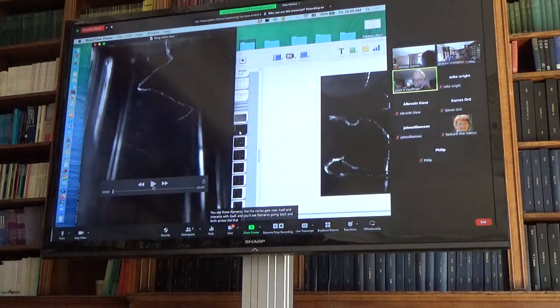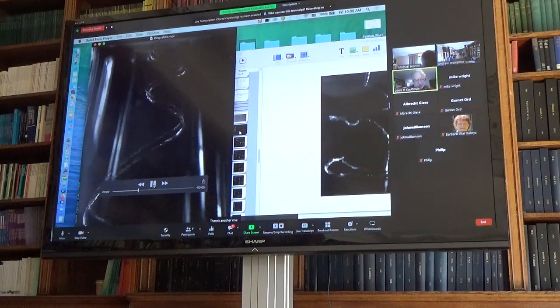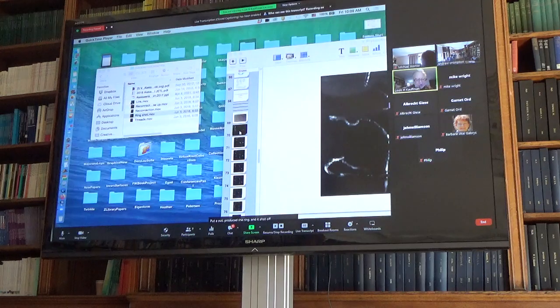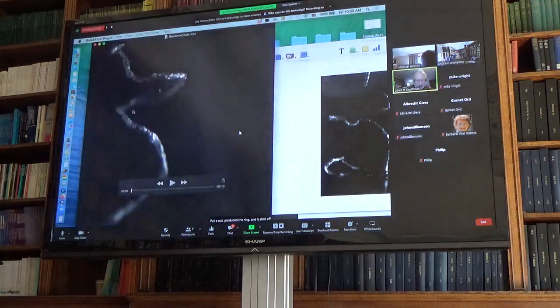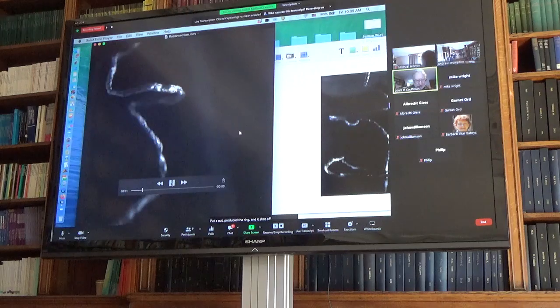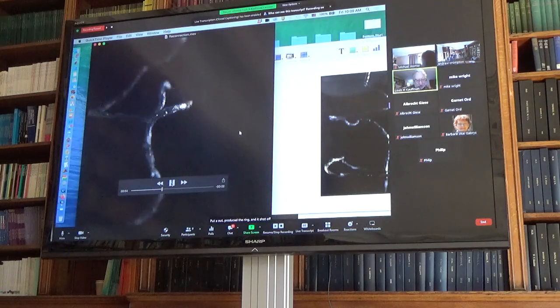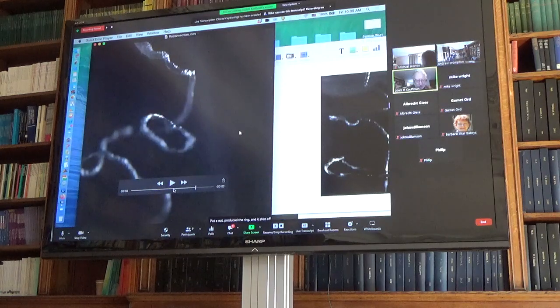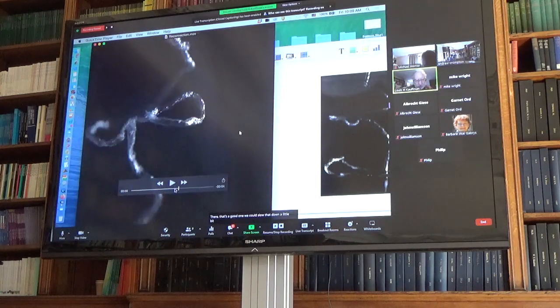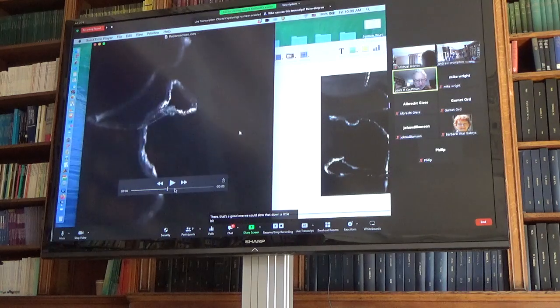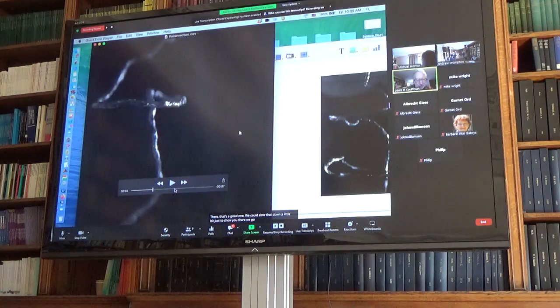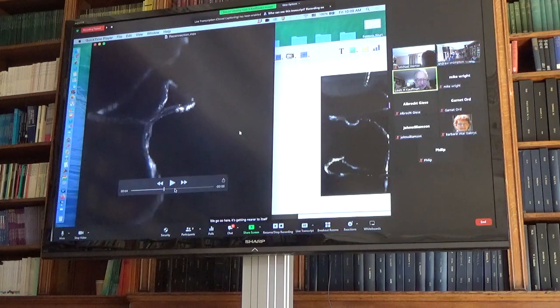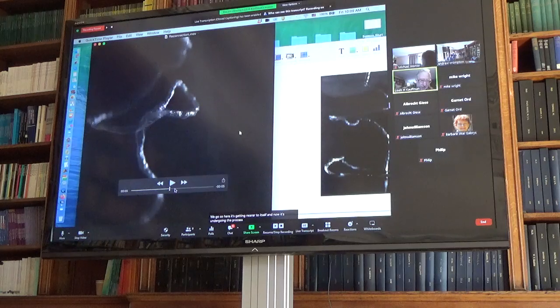Here's another one. Oh, yeah, produced a ring and it shot off. There, that's a good one. We could slow that down a little bit. Just to show you, there we go. So here it's getting nearer to itself. And now it's undergoing the process.